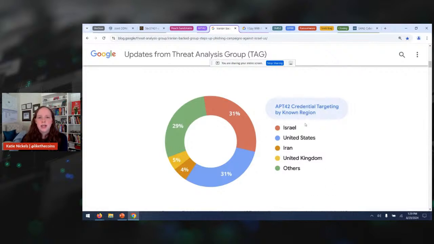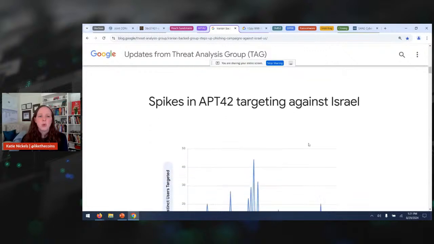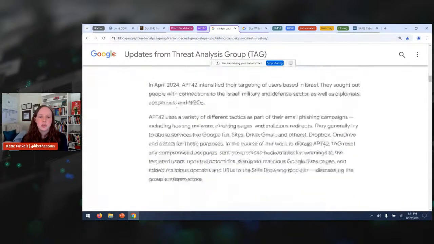Credential targeting, right? We talked a little bit about password spraying. More and more we find most groups have a need for some kind of login, some kind of credentials. We have an international audience here. I know we had someone from Bahrain, so this group might be of interest to you, right? Targeting Israel, the US quite a bit, but other countries as well. So definitely a group worth paying attention to.